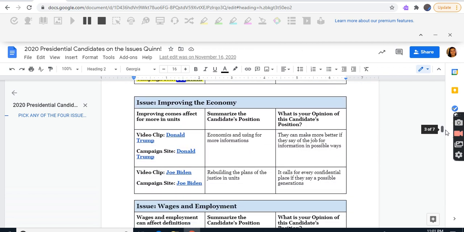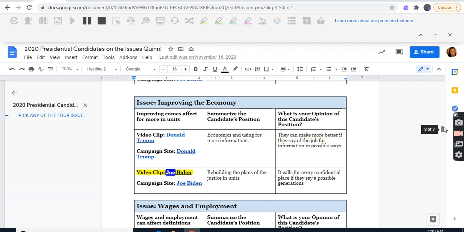Campaign site. Joe Biden. Issue. Improving the economy. Improving comes affect for more in units. Summarize the candidate's position. What is your opinion of this candidate's position? Video clip. Donald Trump. Campaign site. Donald Trump. Economics and using for more informations. They can make more better if they say the job for information in possible ways.